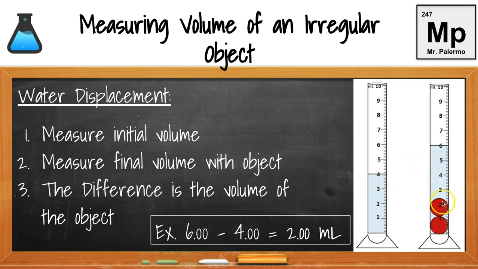We drop in our objects, and because they take up space, they have volume, they're going to displace the water. And the amount of displacement is the volume of that object. So what we do is we take the final volume, in this case it's 6, minus the initial volume of 4, and that's going to give us a volume of 2 milliliters. So that's the volume of these objects.